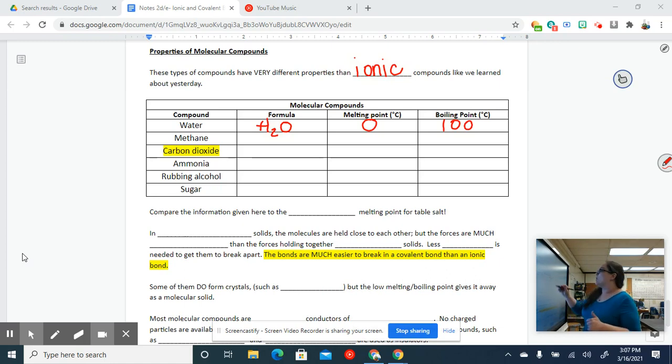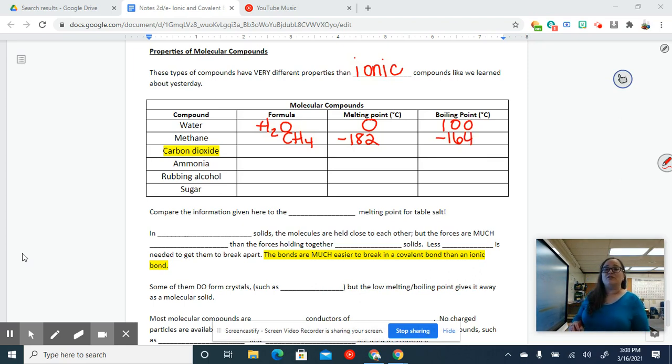All right, methane. So methane's formula is CH4, so it's organic. And methane has a melting point of negative 182 degrees Celsius. So that means that it goes from a solid to a liquid at negative 182. And it goes from a liquid to a gas at negative 164.